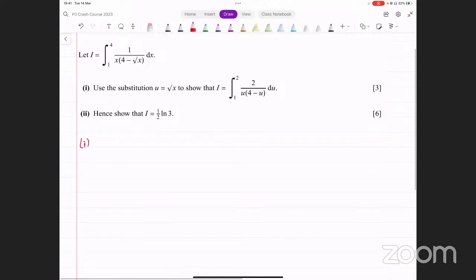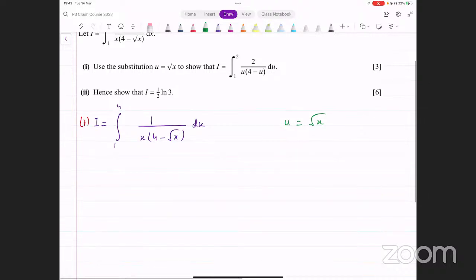Let's look at part 1 of this first of all. So the integral looks like this. We have to evaluate I, which is equal to 1 over x into 4 minus square root of x. Now, when they ask you to use a substitution, you have to use it. There's no other choice. You have to use what they're saying. So what exactly is the substitution? It's u equals square root of x. Let's write that down on the side here. That's the substitution that we have to be using here.